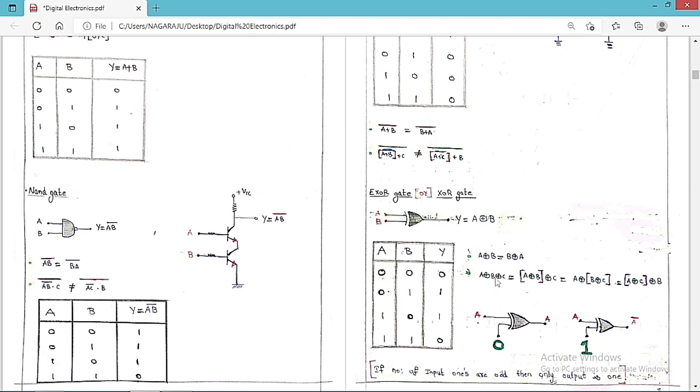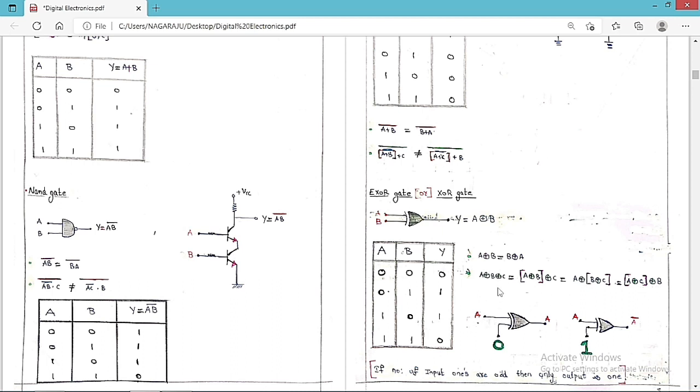So A XOR B XOR C is equal to A XOR of (B XOR C). It is also equal to (A XOR B) XOR C, which means you can do XOR in any manner. If you want A XOR B XOR C, you can do it in any fashion, and we are going to get the same result.